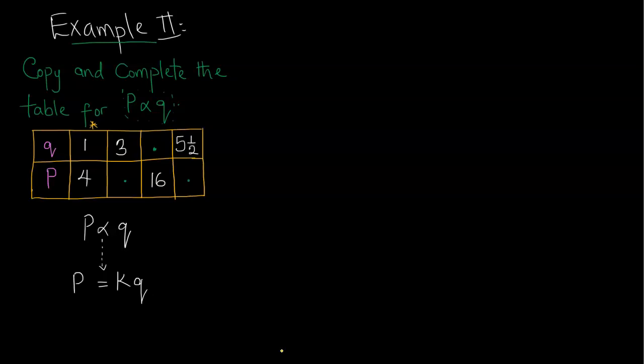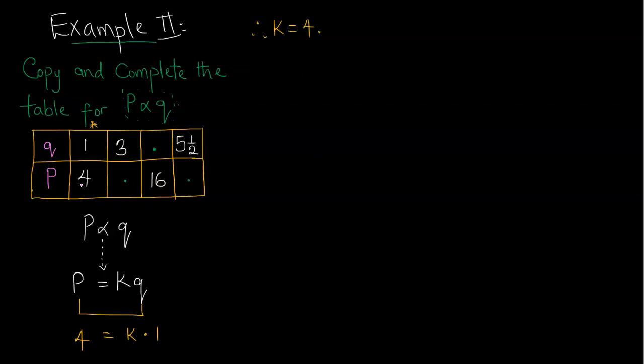Next is to obtain the formula connecting p and q. And the only way to do this is by picking one of the columns that have both values for q and p. So that's the second column here. So we can see that in the second column, q is equal to 1. So I'm going to have 1, so I've got k here, and p is equal to 4. So this is 4 equals k times 1. Of course, we know that k times 1 is just k. Therefore, the constant is 4.